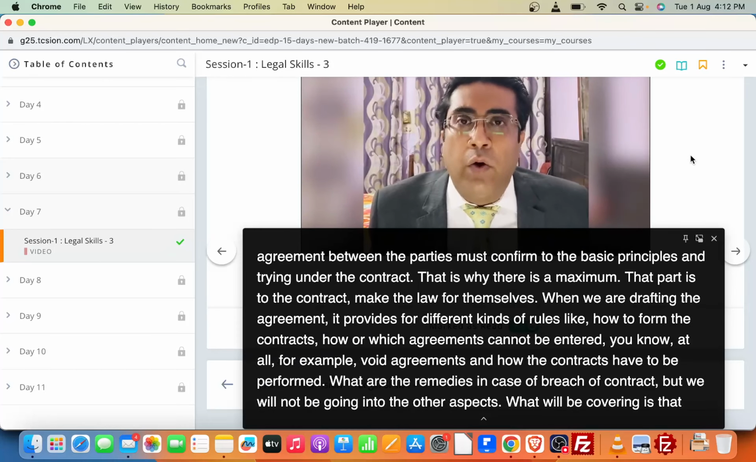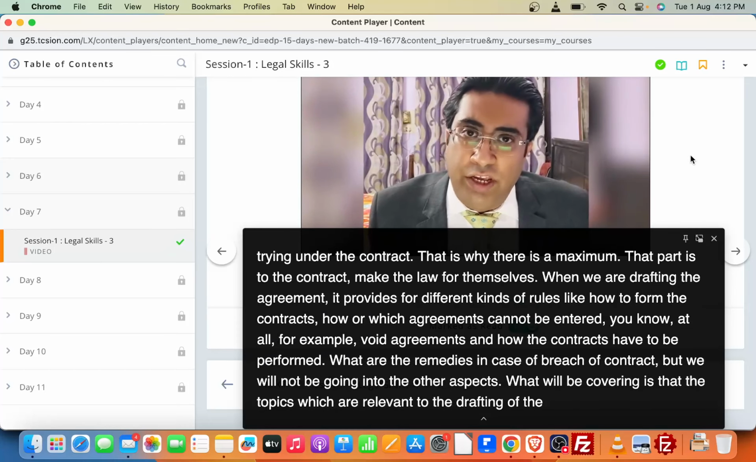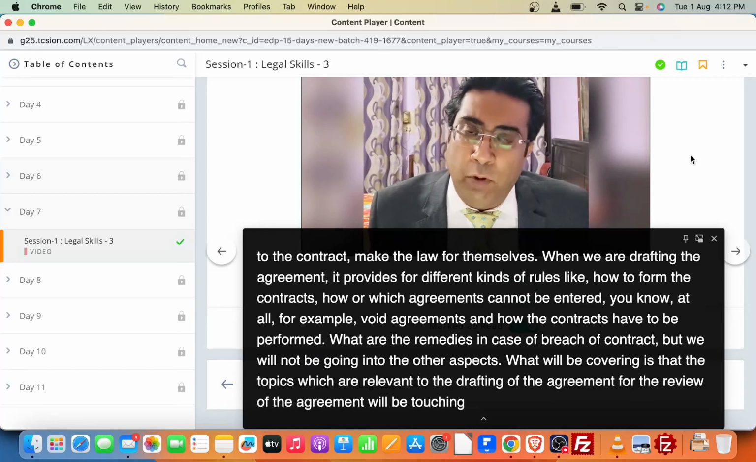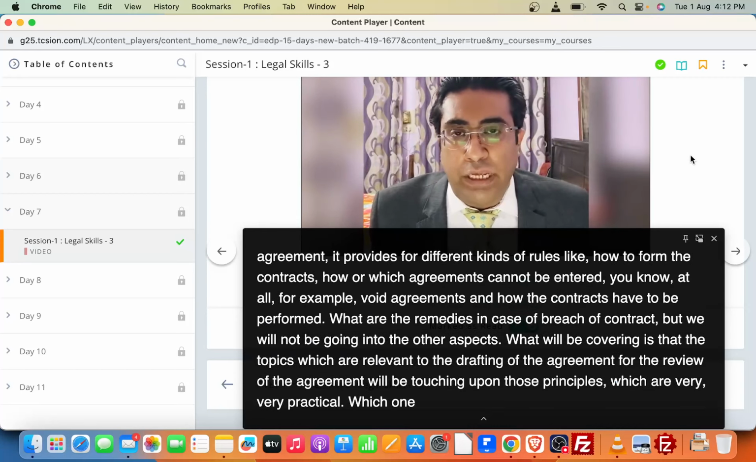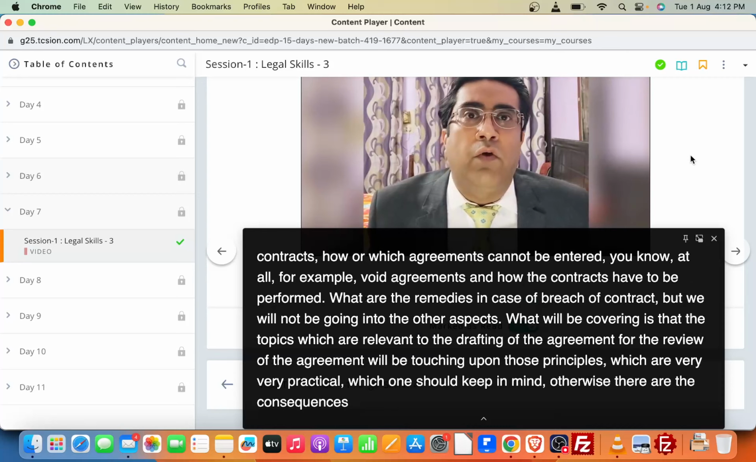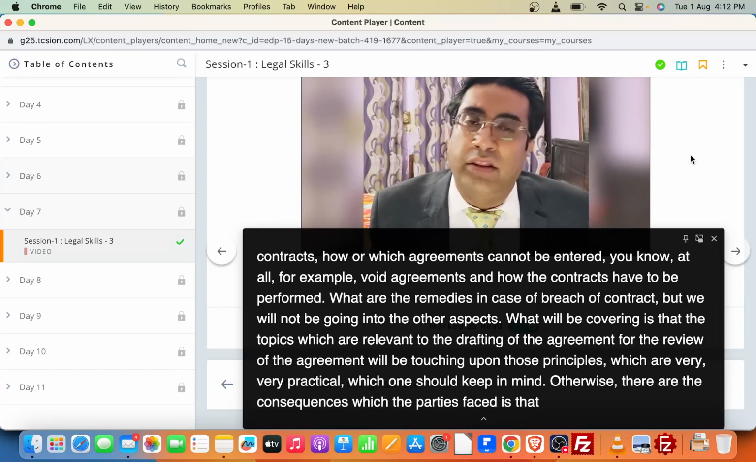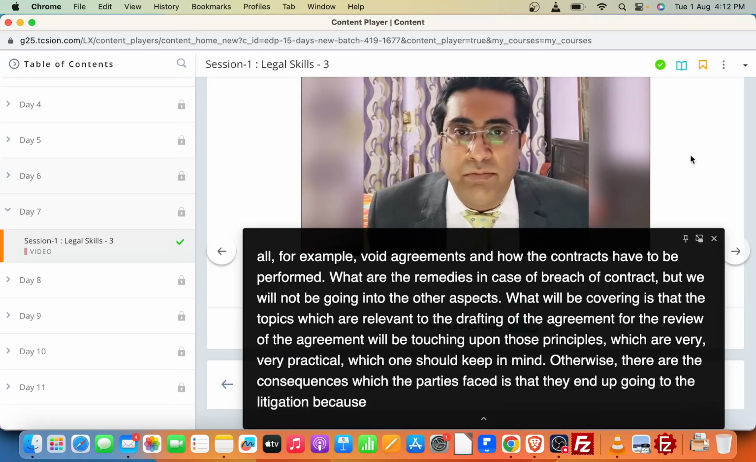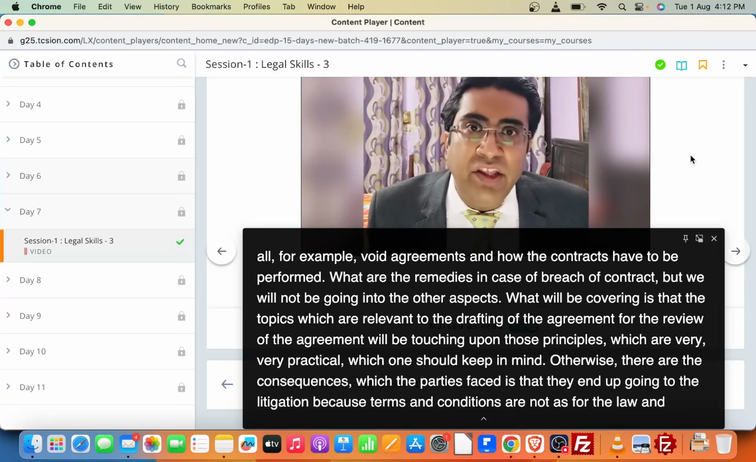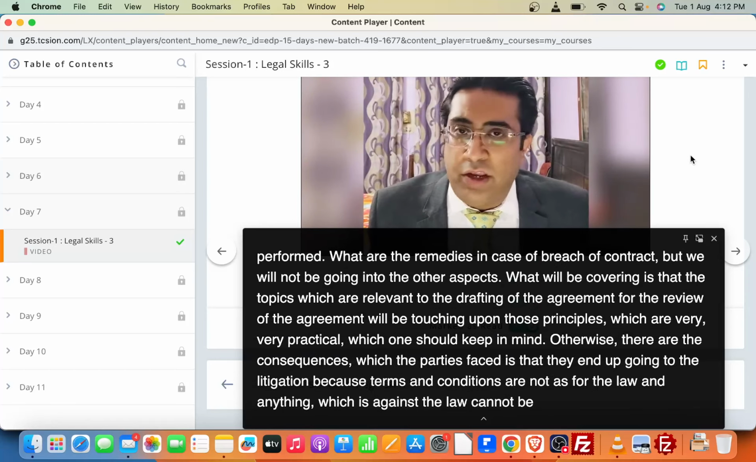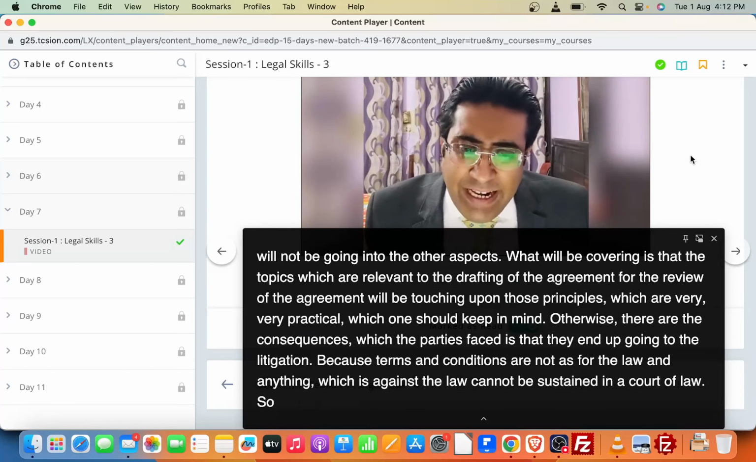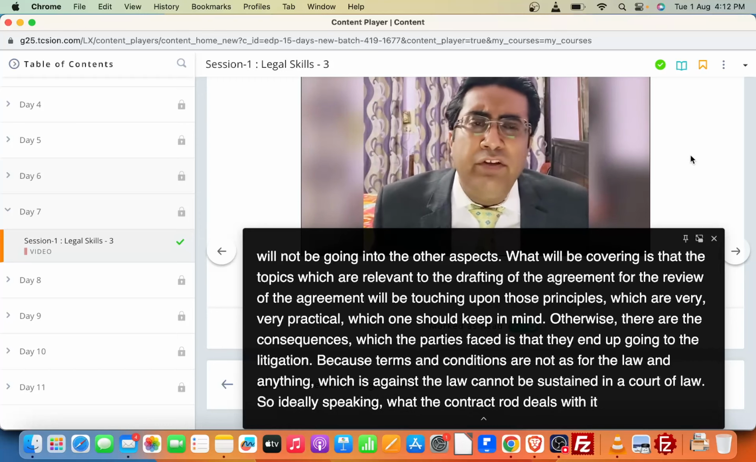What we'll be covering are the topics which are relevant to the drafting and review of the agreement. We'll be touching upon those principles which are very practical, which one should keep in mind. Otherwise, the consequence the parties face is that they end up in litigation, because terms and conditions are not as per the law, and anything which is against the law cannot be sustained in a court of law.